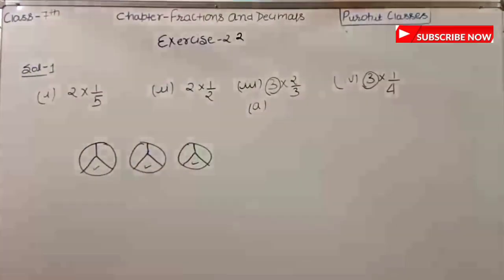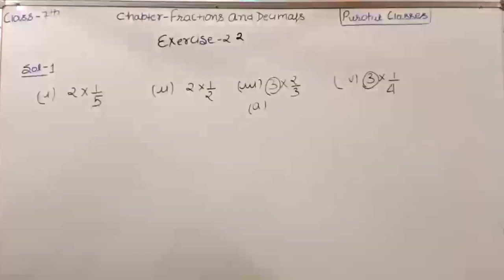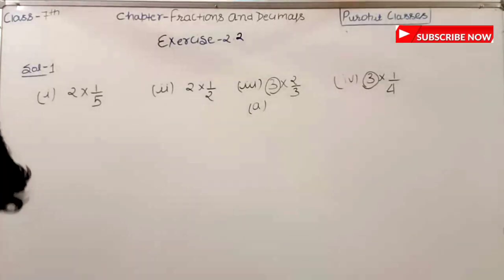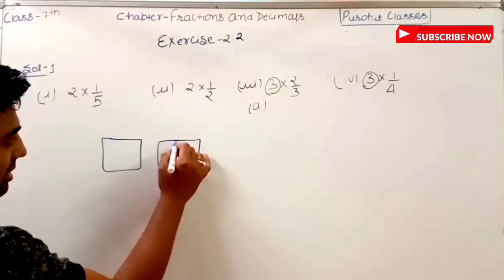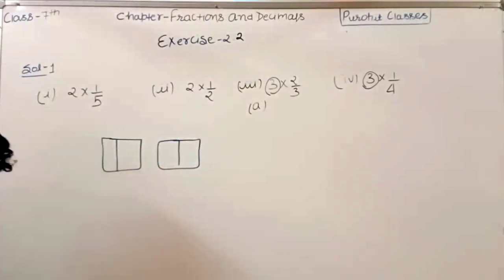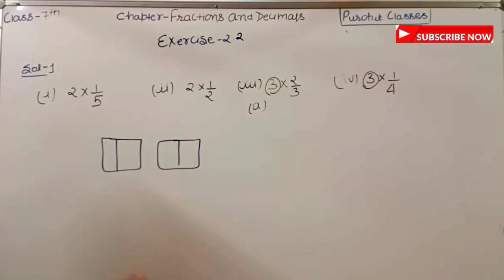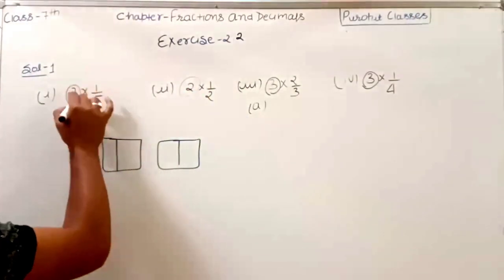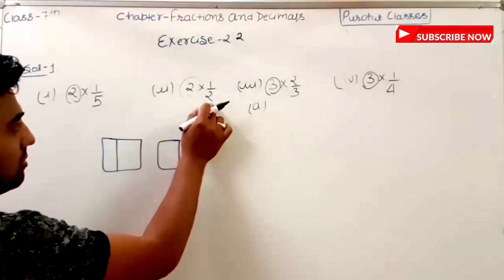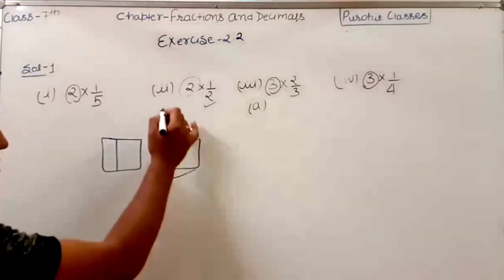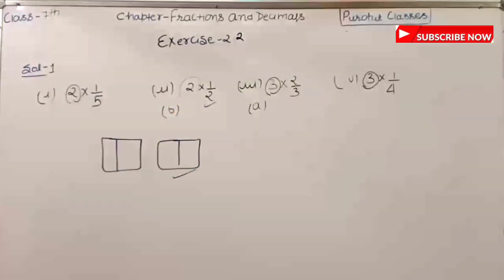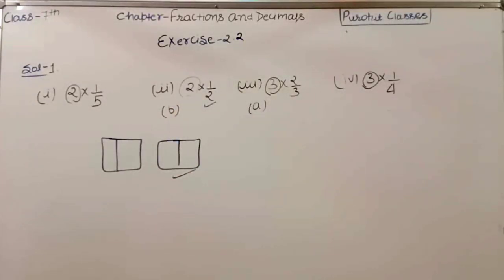Understood? Similarly, another drawing has two things given, divided into two equal parts. Let's see where it is. Here we have two things, here we have two things, and they are divided into two equal parts. So B is for the second. Understood? Similarly, you can identify C and D yourself.